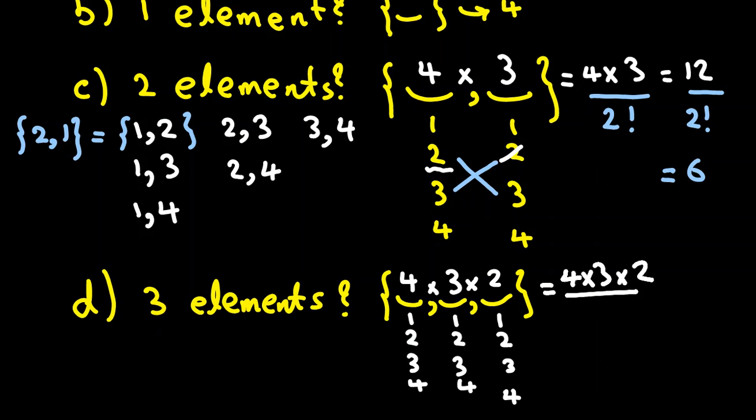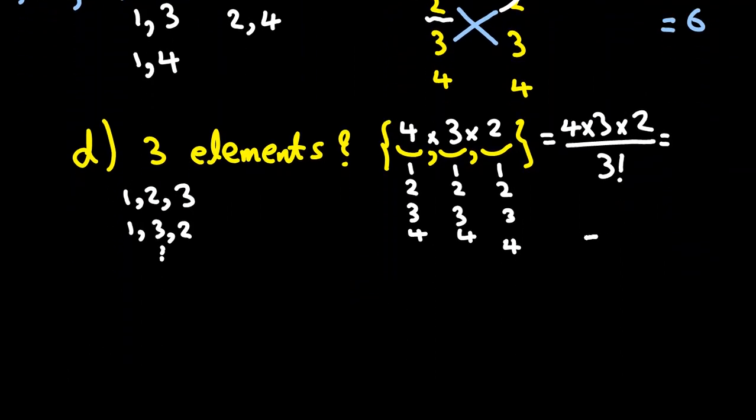But we should divide by what? We consider 1, 2, 3. We calculate this also 1, 3, 2. We calculate all permutations of these 3 elements. So we should divide by 3 factorial like part 1. And if we want to simplify, let's see, it will be what? 4 times 3 times 2, 3 factorial will be 3 times 2 times 1. So 3, 3, 2, 2, it will be 4.